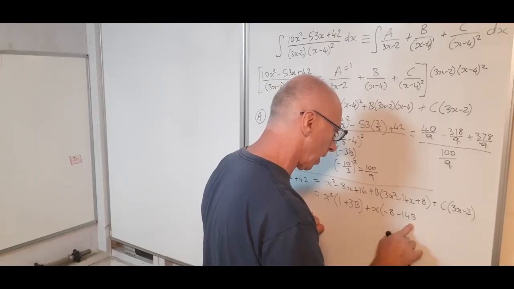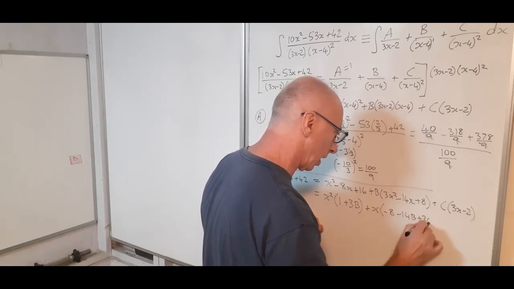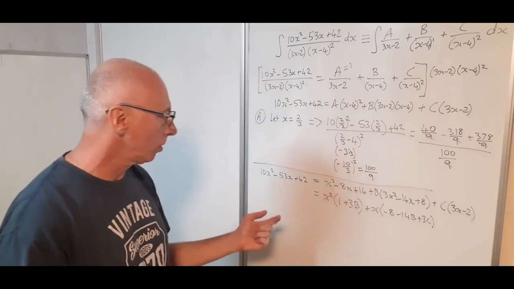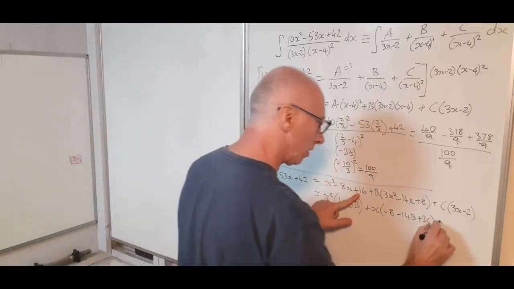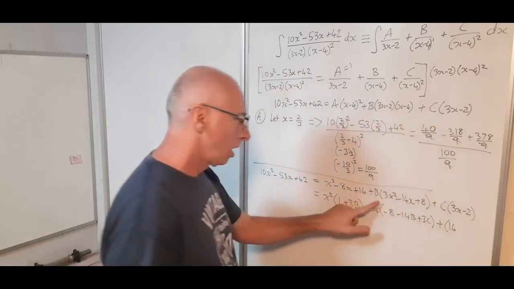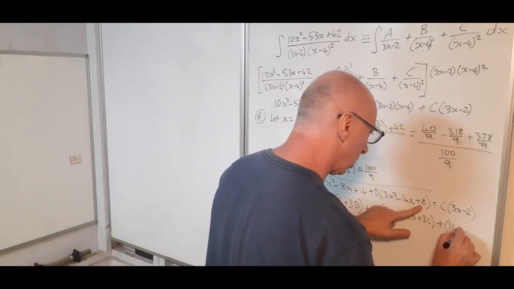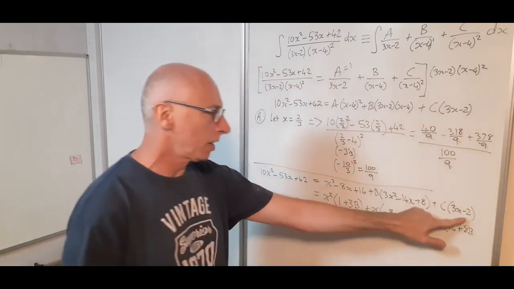So don't close off the bracket just yet. So plus 3c. So that's that one. And now all my constants together, I've got 16 plus 8b minus 2c.